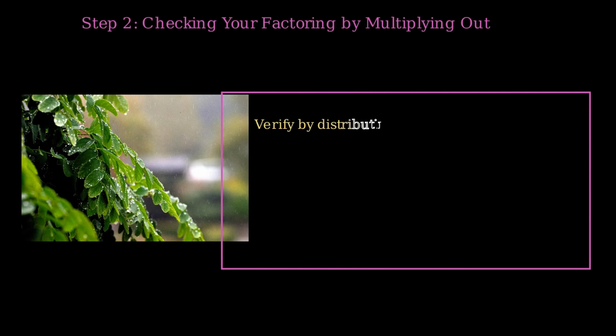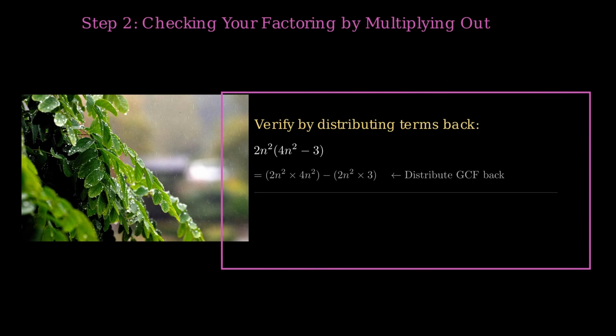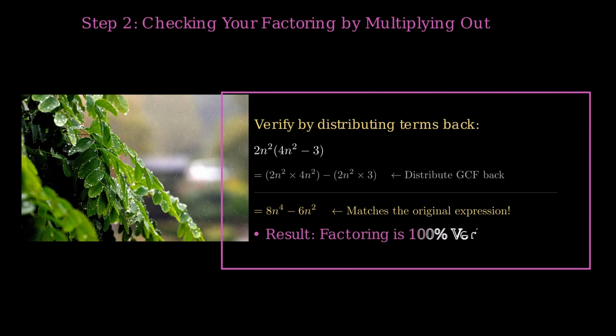Step 2. It's always worth checking your factoring by multiplying out again. Let's distribute 2n squared back into the parentheses using the distributive property. 2n squared times 4n squared is 8n to the fourth. And 2n squared times minus 3 is minus 6n squared. This returns us to our original expression, proving that our factored answer is correct.